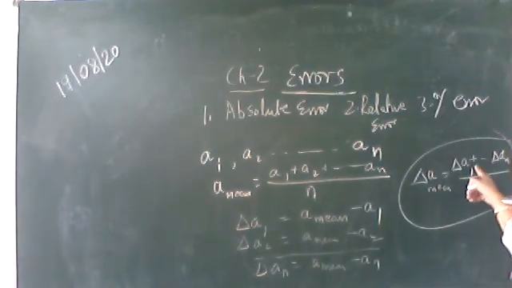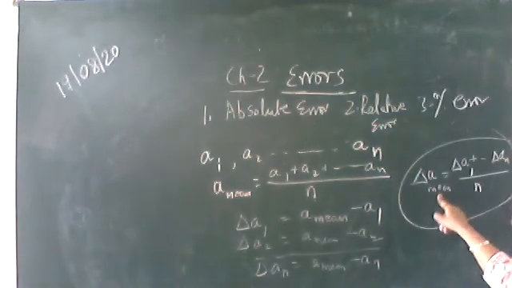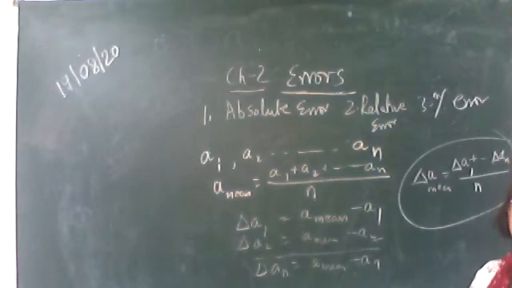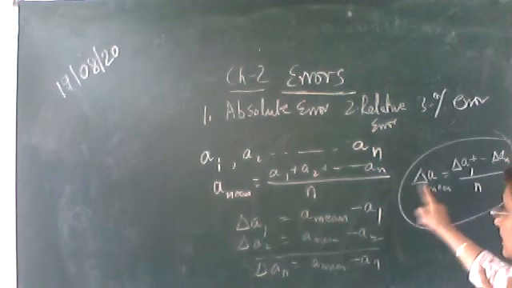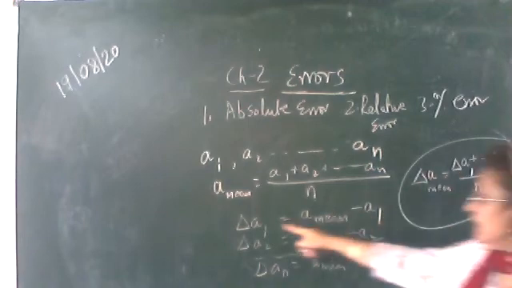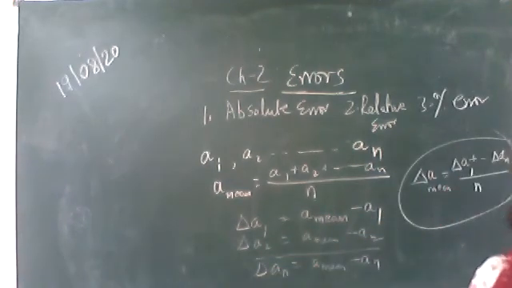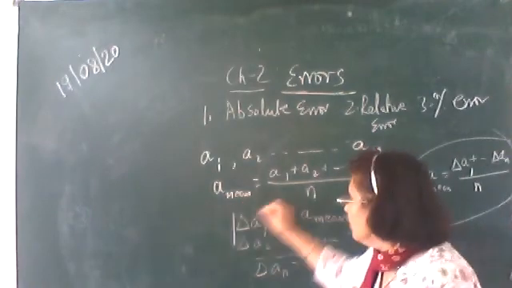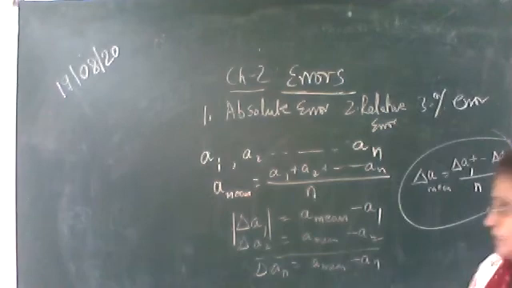Delta A1 plus delta A2 plus delta An divided by n. This we call the mean absolute error. So this way we find out the absolute error. Okay, now this here, delta A1, delta A2, delta An, these will always be positive. We'll find the modulus of it. Modulus means this will always be positive.